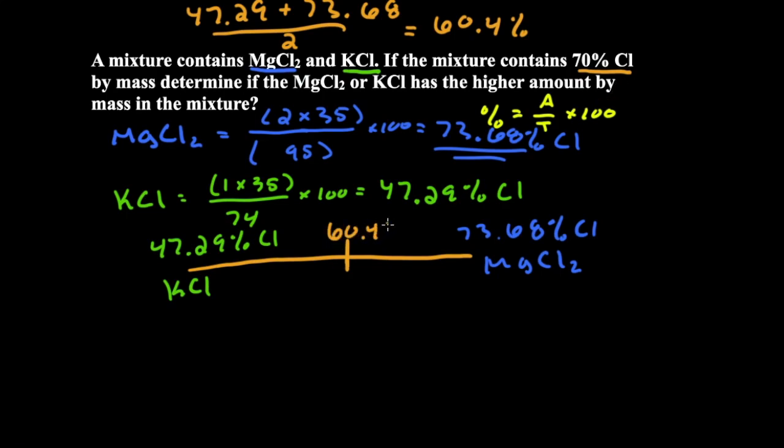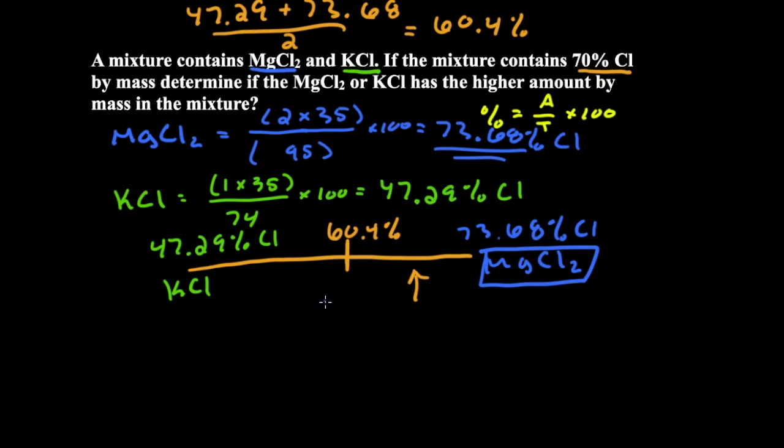So this right here would be 60.4% right in the middle, and because this 70 over here is more on this side, it means that the higher amount is going to be this MgCl2. So the MgCl2 is a higher percentage by mass in this mixture that has MgCl2 and this KCl.